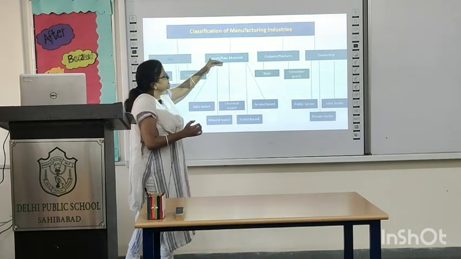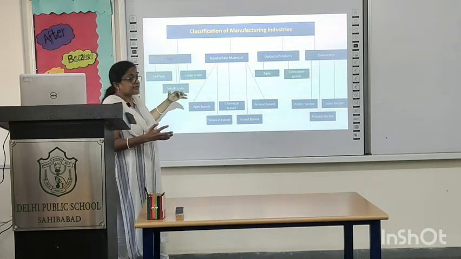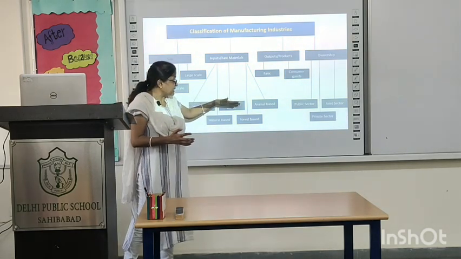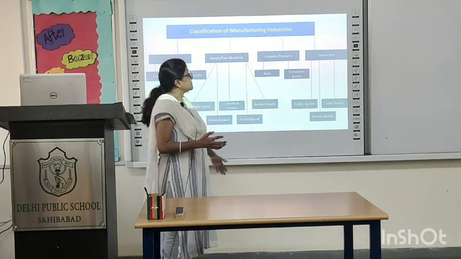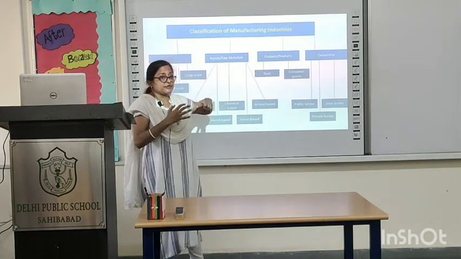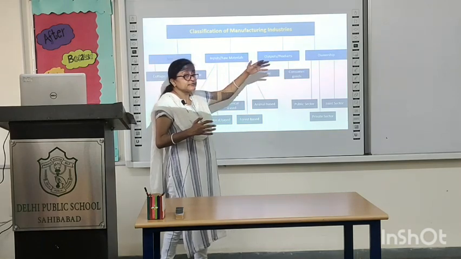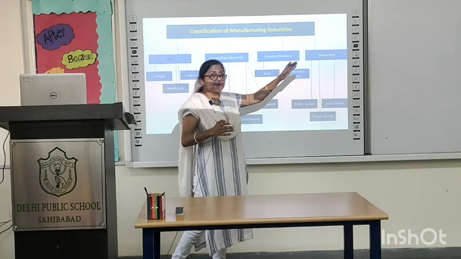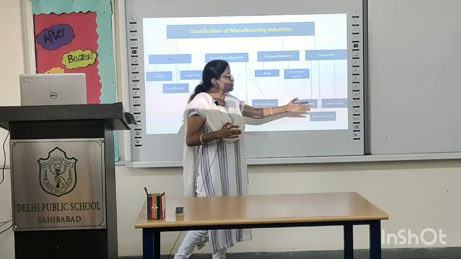On the basis of inputs and raw materials, industries can be classified into agro-based industries, mineral-based industries, chemical-based industries, forest-based industries and animal-based industries. On the basis of output and products, these industries can be divided into basic industries and consumer goods. And next important is the basis of ownership. On the basis of ownership, industries can be divided into public sector, private sector, and joint sector.